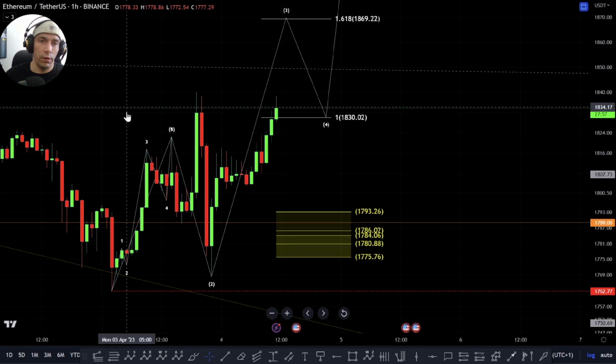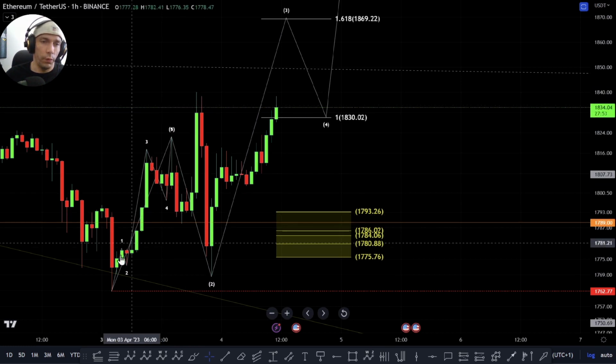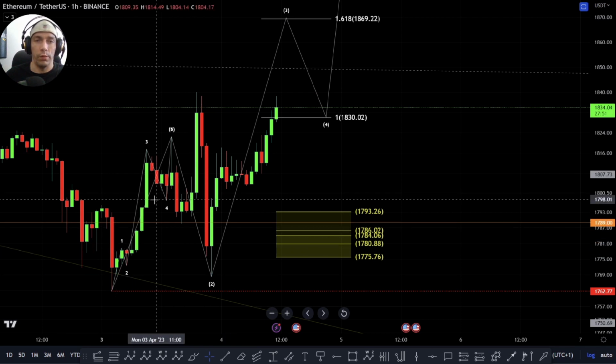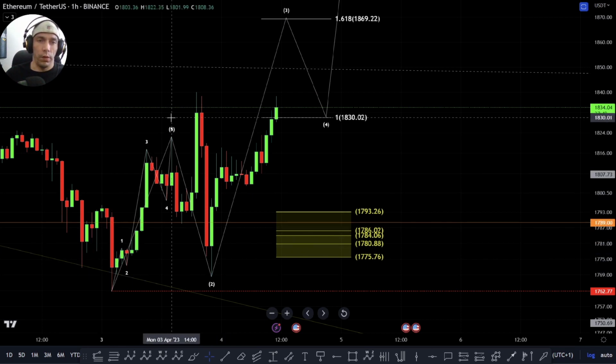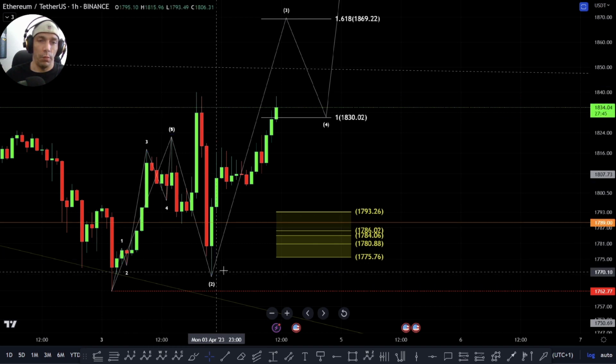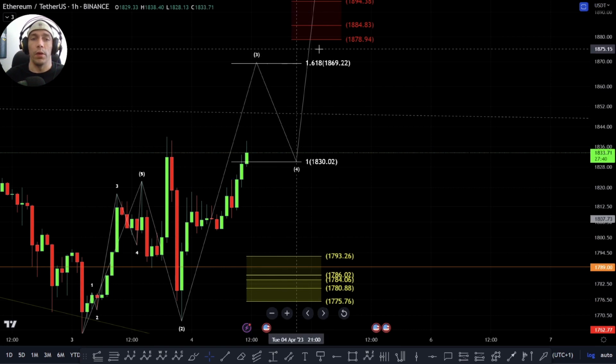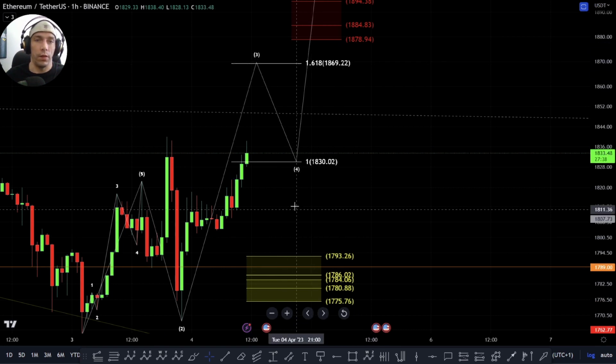The problem is if we want to count this as a fourth and a fifth here, it is quite a big fourth wave in comparison to this wave 2. So I'm looking at this rather that this could have been a flat where this is A, B, and C, and we've come down for this flat correction, and now we're starting to look for this bigger move up here towards this zone of this 1869.